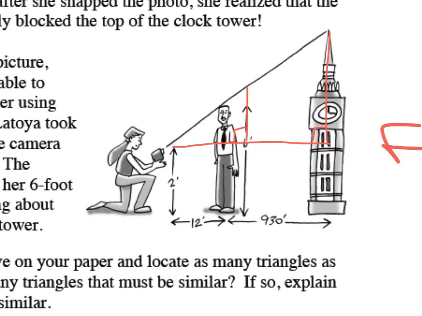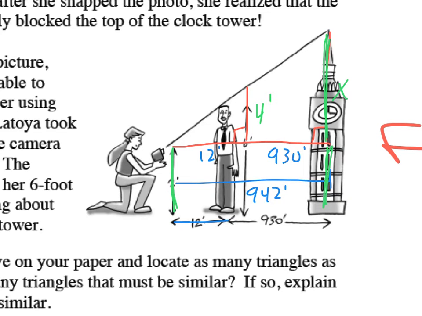And I can throw some measurements on here. I know that this is 12 feet, this distance at the bottom. And from here to here is 930 feet. So all the way from here to here is 942 feet, if I just add those two together. The distance above the ground of the camera is 2 feet. Her dad is 6 feet tall, and so although this picture isn't drawn well, that would imply that this length right here is 4 feet. And what we're trying to determine is the height of Big Ben, which is this length right here, x, plus the 2 feet off the ground that the camera is sitting.